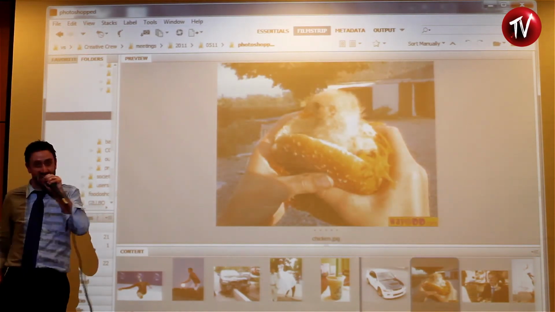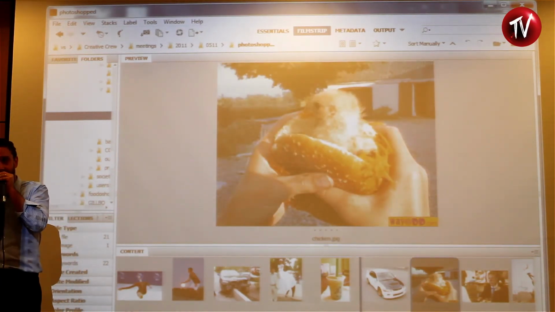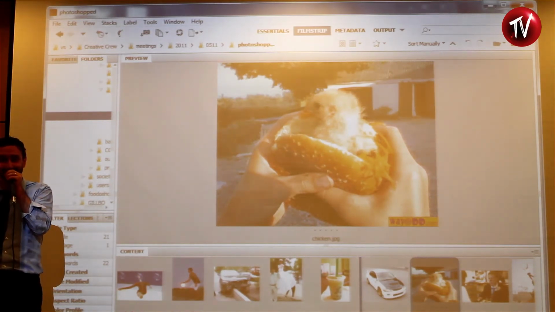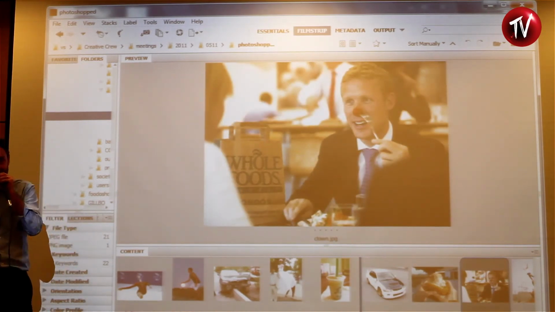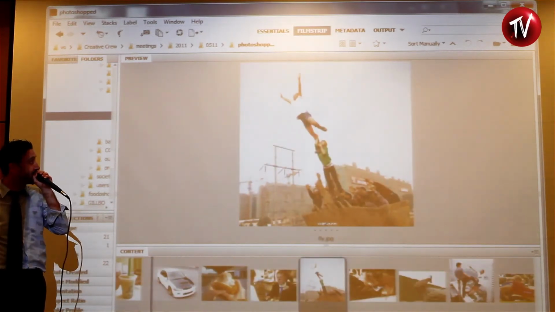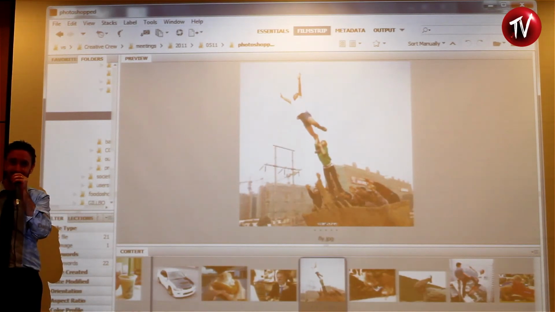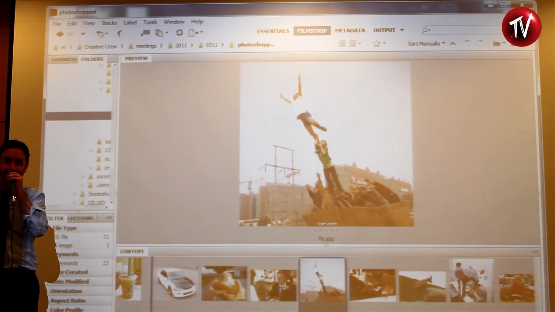What is this? A chicken in a burger. Is it real? Yeah, it's real. How do we know? Because I can't prove it wrong. Is it real? Yes, it's forced perspective. Is it real? It's real. Is it? No, it's impossible.